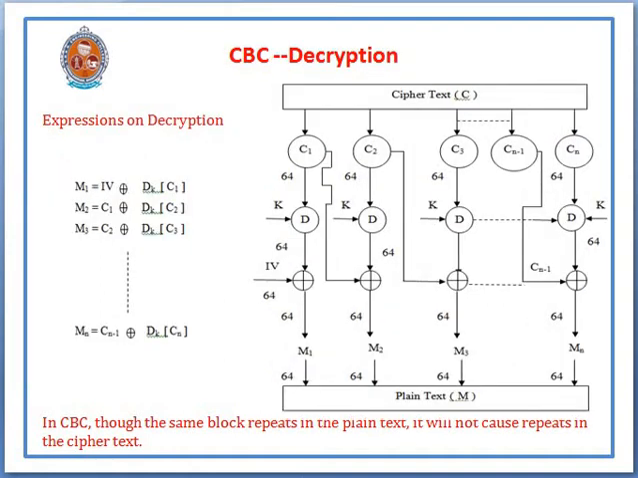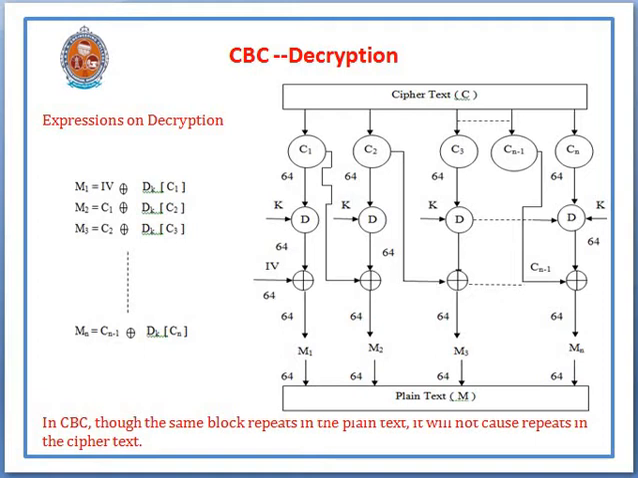This is the CBC decryption process. Here the ciphertext will be broken into 64-bit blocks after receiving, and these blocks are first decrypted by using K, and the output is XORed with IV to get M1. Now C1 is again forwarded to the next round like this. Here first C2 is decrypted by using K to get some value, and that is XORed along with C1 to get M2, and so on.